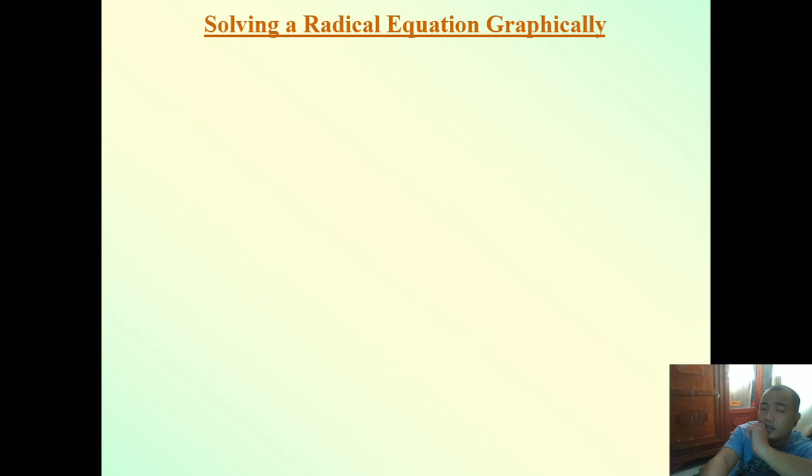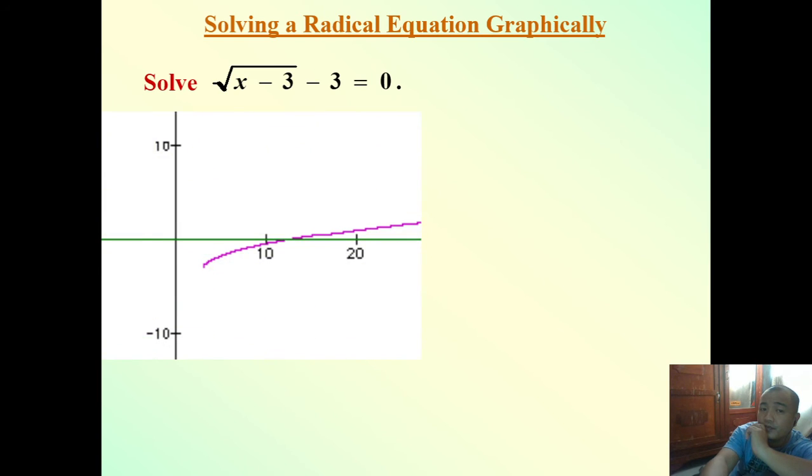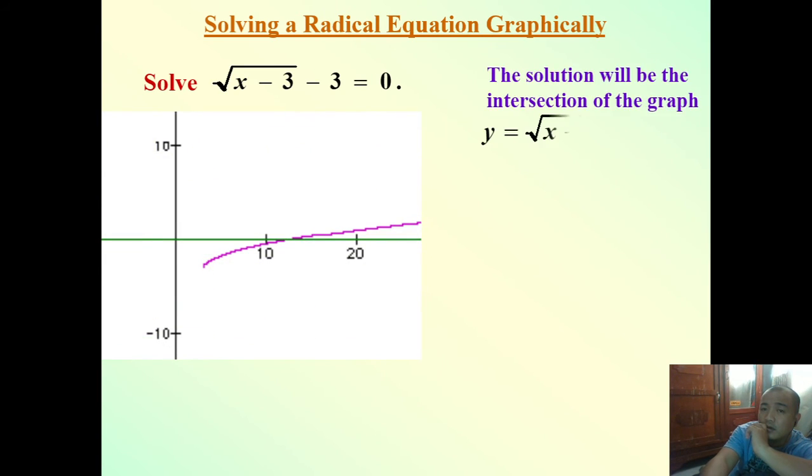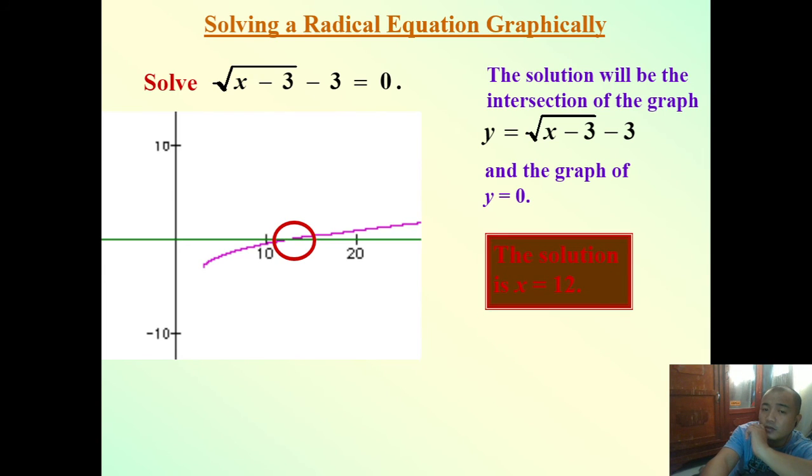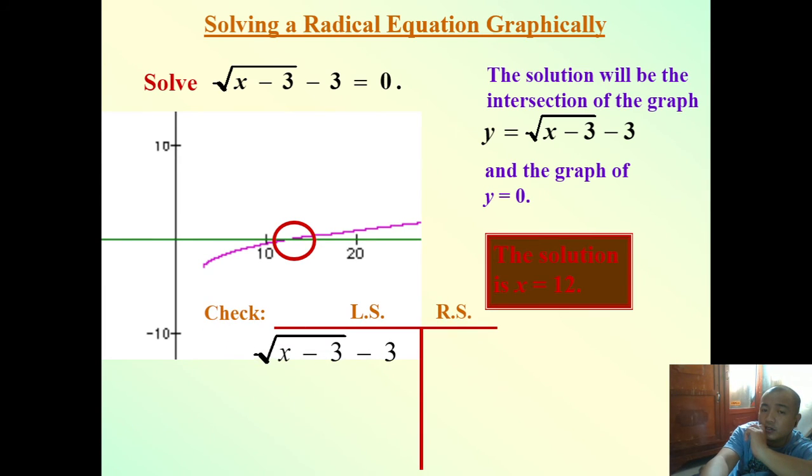Okay, how do we solve a radical equation graphically? The square root of x minus 3 equals 0. The solution will be the intersection of the graph of y equals the square root of x minus 3 and the graph of y equals 0. So the solution is x equals 12. Let's check. Substitute 12 into the original equation.